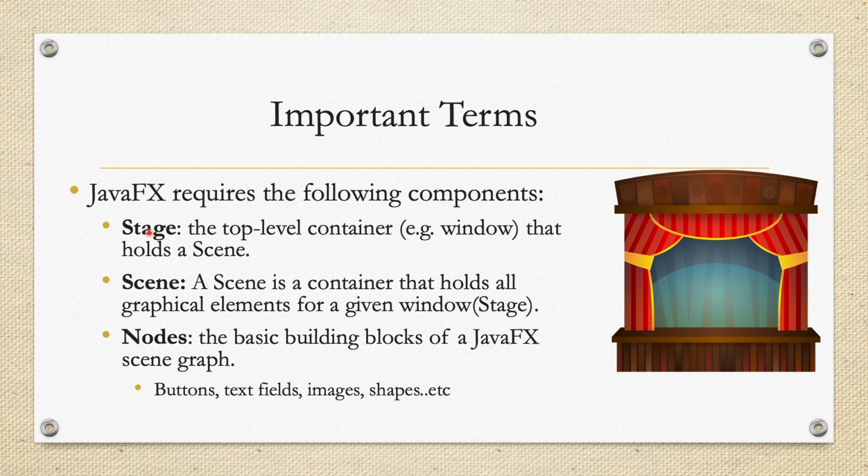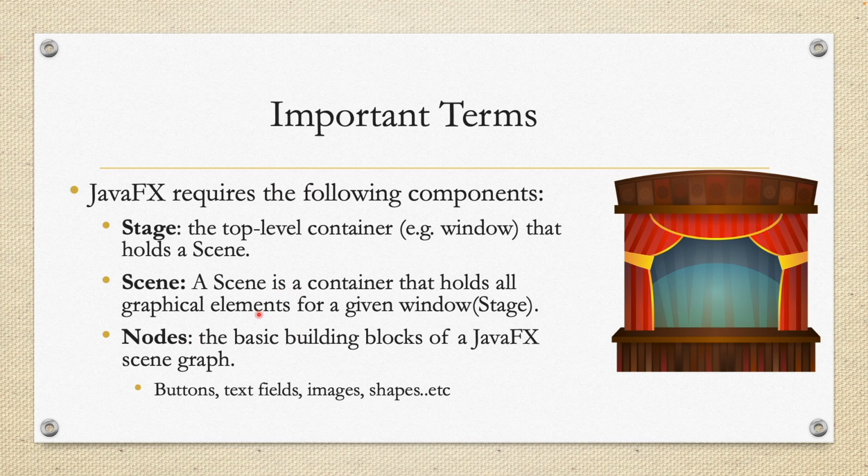So those three are the terms that I want you to get used to: stage, scene, and nodes. Stage is very similar to JFrame, which is a top-level container, pretty much the window that holds a scene. Scene is very similar to JPanel that can contain other elements. Nodes are other components that can be added onto the scene.